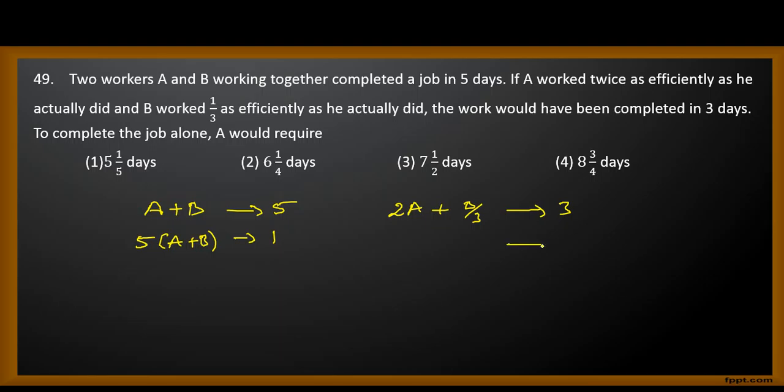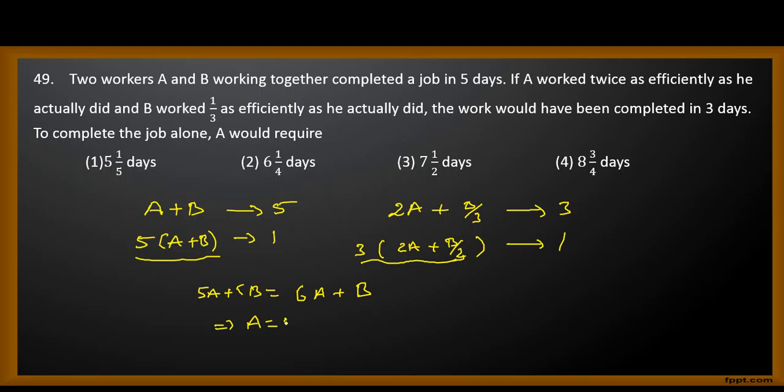If they want to complete the work in 1 day, I require 3 times this efficiency. So 3 times 2A plus B by 3. With this efficiency they are able to do the work in 1 day, and with the other efficiency also in 1 day. It means these two efficiencies are the same. So 5A plus 5B equals 6A plus B by 3... plus B. On simplification, you will get A equals 4B.